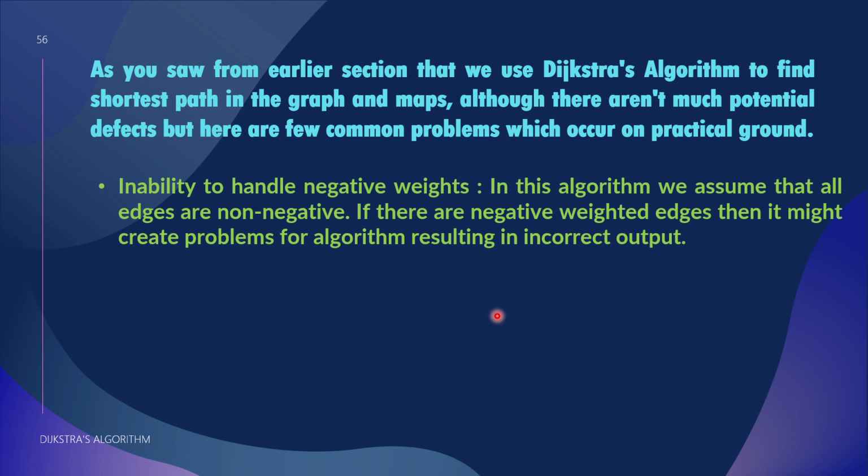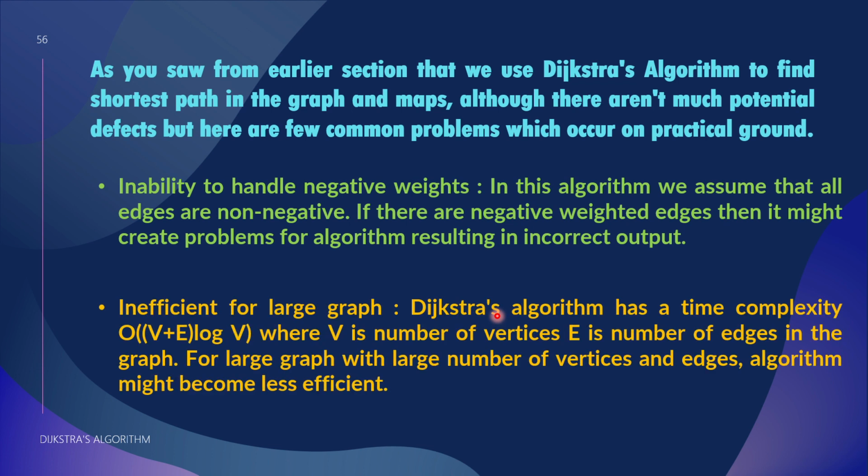So first one is inability to handle negative weights. In this algorithm, we assume that all edges are non-negative. If any of them were to be negative weighted, then the algorithm might consider it as a lower value and it might result in incorrect output.